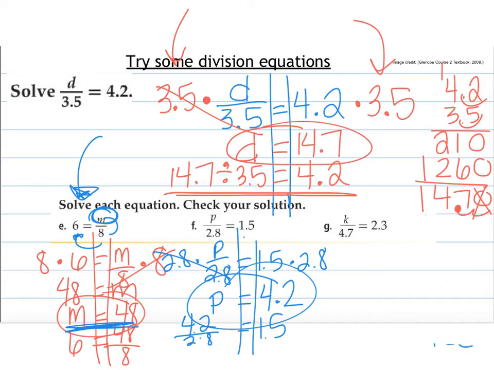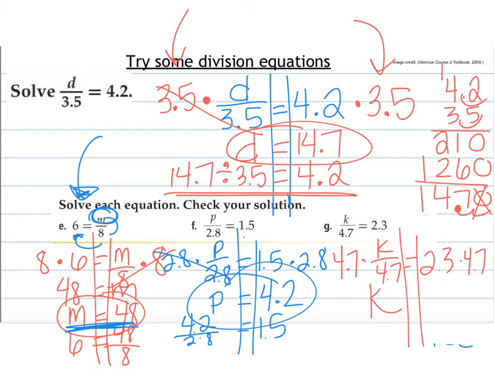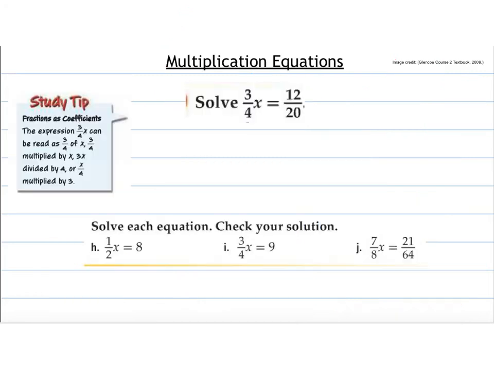And then if I give myself some more room over here, K over 4.7 equals 2.3. So K, 4 7/10, 2 3/10. So multiply both times 4.7. And K equals 10 81/100. So then if I check that, 10 81/100 over 4 7/10 equals 2 3/10. So you should have gotten 10.81.